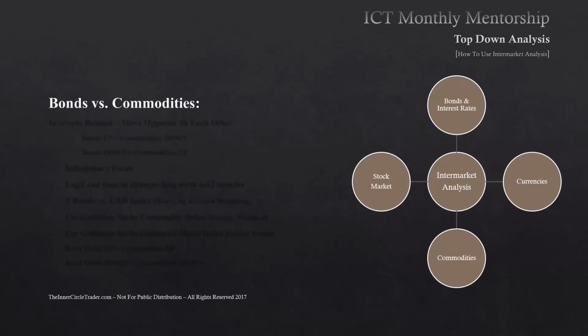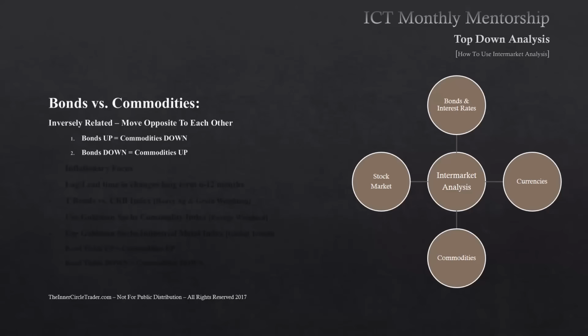Okay, the next one is the bonds versus the commodities. And bonds and commodities have an inverse relationship as well. That means they, again, move opposite to one another. Now, if the bond prices or the treasury bond market moves up or trades higher, that generally is going to have an impact on commodities moving lower. And if bonds are trending or trading lower, that's going to allow commodities to rally.